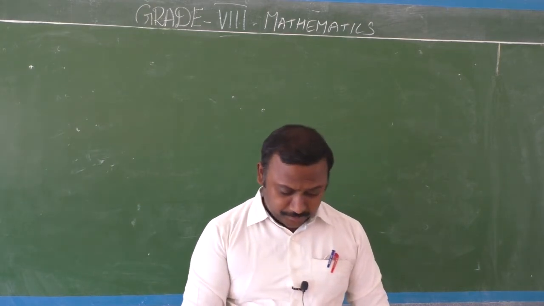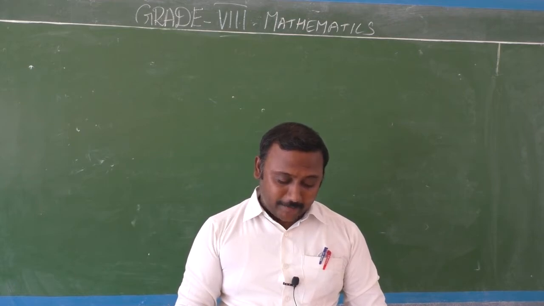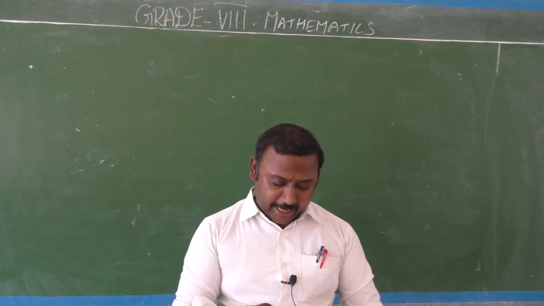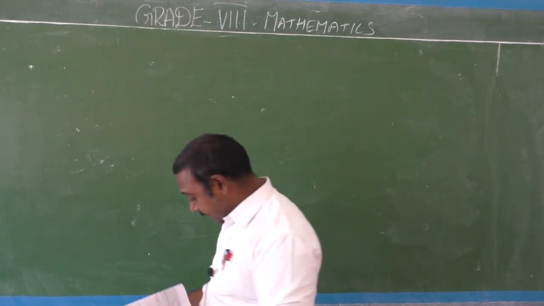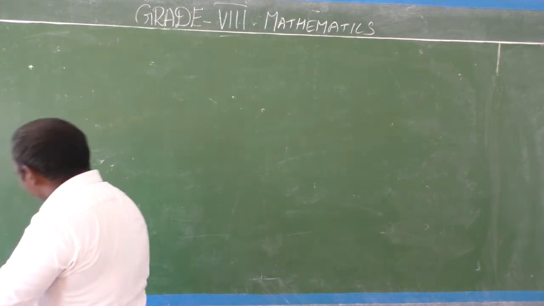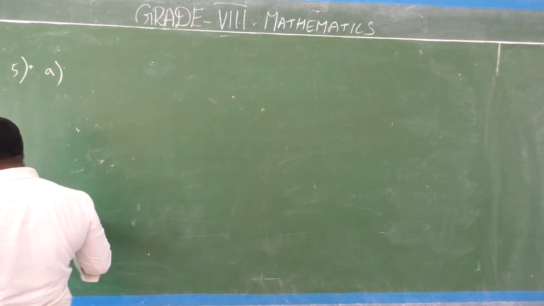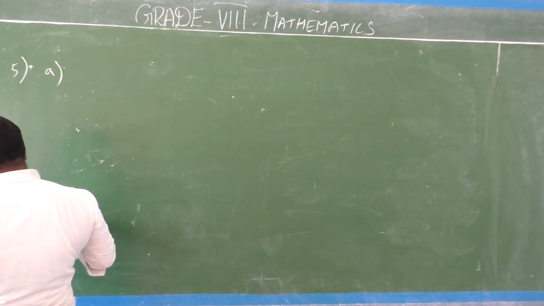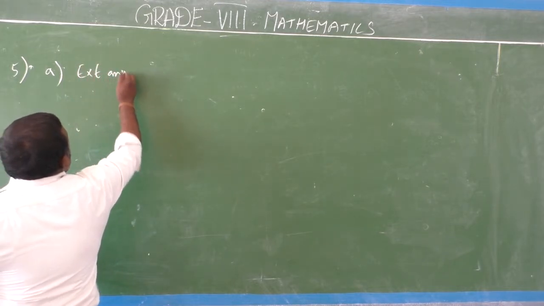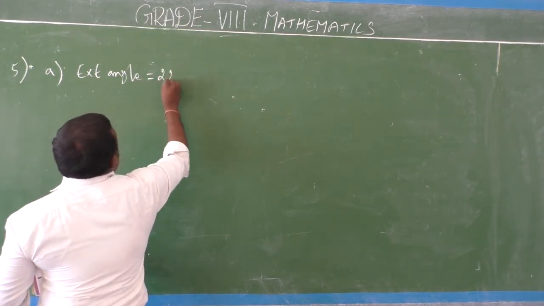I read the question. Fifth A sum: is it possible to have a regular polygon with the measure of each exterior angle as 22 degrees? Fifth A. Exterior angle is 22 degrees.